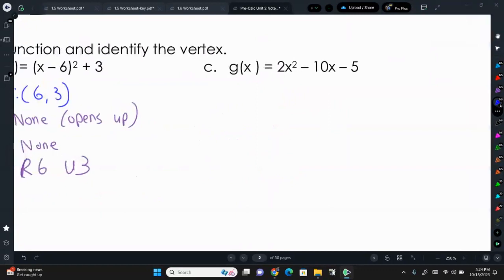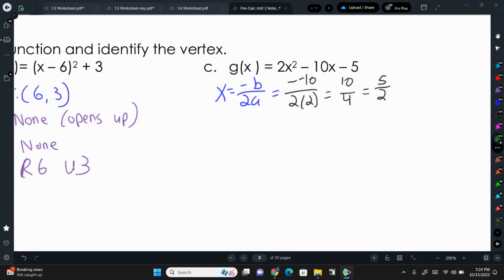Letter C. We have 2x squared minus 10x minus 5. This is our general form. So to get the x coordinate of the vertex is negative b over 2a. So negative 10 over 2 times 2, that gives us 10 over 4, which reduces to 5 over 2. So that is the x coordinate of the vertex. And then we have to plug that back in to get the y coordinate.